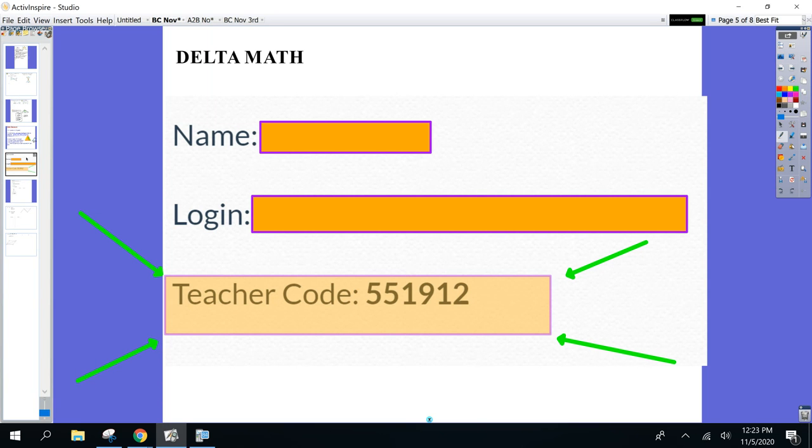If you have already used Delta Math before, you go to the website, you sign in with your logon and password. Hopefully you remember it. The only thing you have to do is type in my teacher code, which I have on the screen right now, 551912. If you've never been on Delta Math before, you go to the website, you use your school email to set up an account, and you type in my teacher code, 551912. And then you will see an assignment that I believe says Unit 4 quiz review, I think I called it.